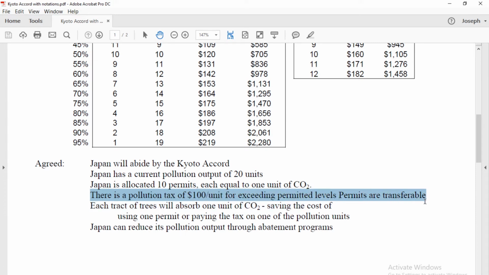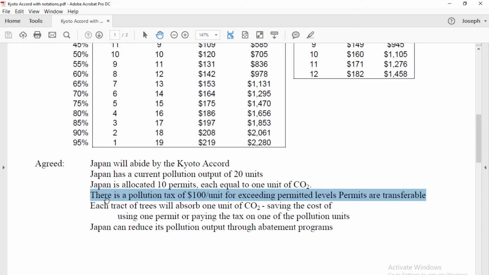Now, permits are transferable, so they could buy permits from someone else. But right now, if they don't buy any permits from anyone else, and they don't reduce their production, and therefore don't reduce their pollution, if they don't do any abatements and they don't plant any trees, well, they're just going to have to pay $100 per unit above it. So we can calculate that out. If you said, okay, they're making 10 too many, $100 per unit, that's $1,000 they'd have to pay in as a tax.